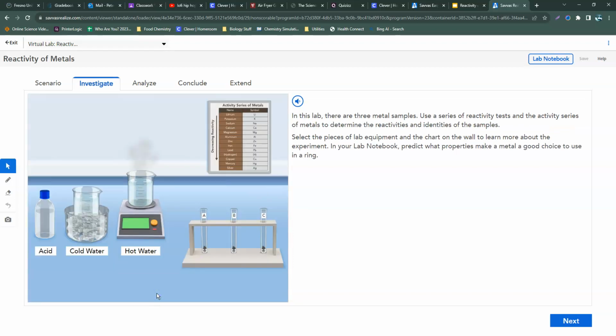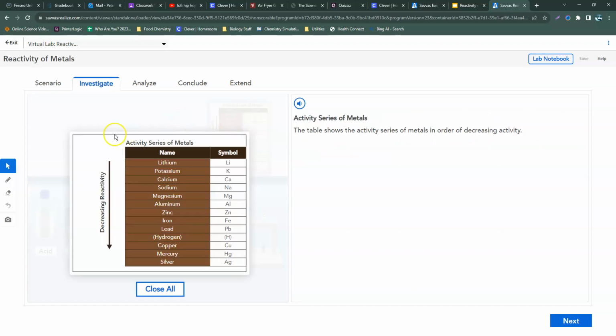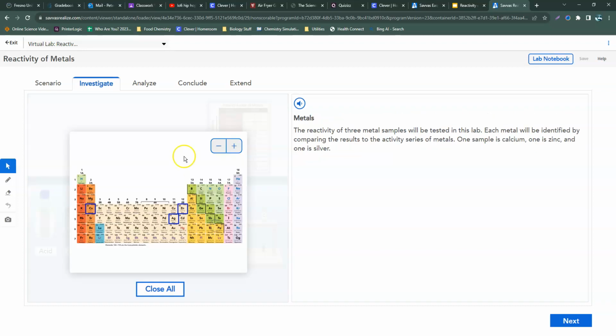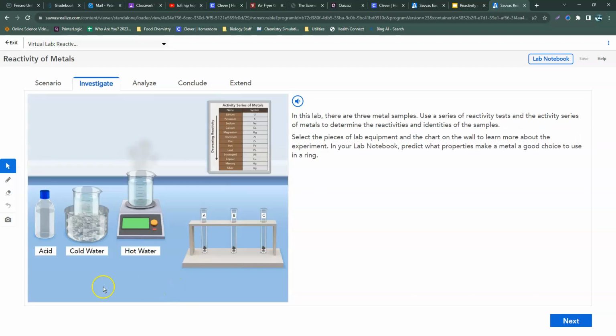Okay, so now that we know a little bit about metals and acid versus cold water versus hot water, here is a chart of common metals, lithium being at the top, highly reactive, going all the way down to silver, which is nearly not reactive at all, and everything in between. So we'll read about our metal samples. The reactivity of 3 metal samples will be tested in this lab. Each metal will be identified by comparing the results to the activity series of metals. One sample is calcium, one is zinc, and one is silver. So by doing this experiment, we'll be able to figure out which is which based on the reactivity.